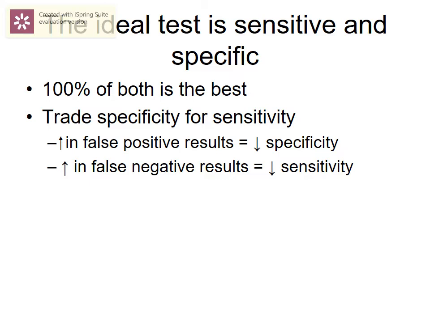Ideally, a test is sensitive and specific. 100% is both. In practice, we usually trade specificity for sensitivity. So if we have an increase in false positive results, we have a decrease in specificity. If we have an increase in false negative results, we have a decrease in sensitivity.